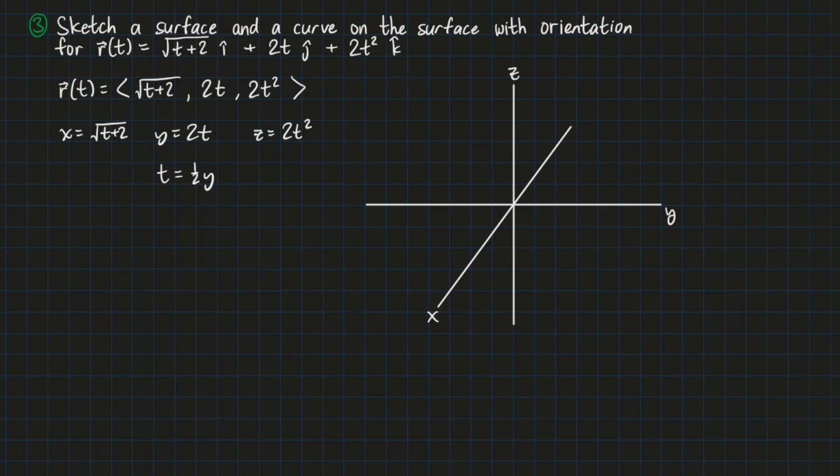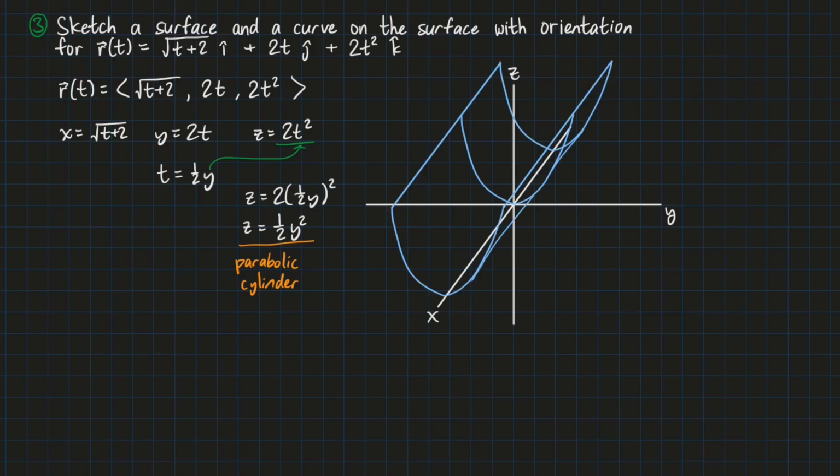Now you can isolate however you want, and you can substitute any of the variables you want. For simplicity, this is an equation of a parabola. I'm going to substitute t into this equation. So we have z equals 2 times 1/2 y squared, and this is z equals 1/2 y squared. And then this is a parabolic cylinder, and we can graph that on the 3D graph.